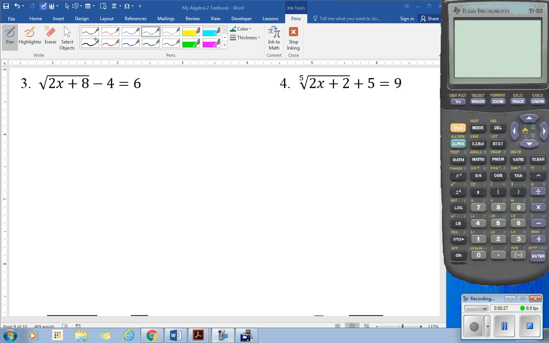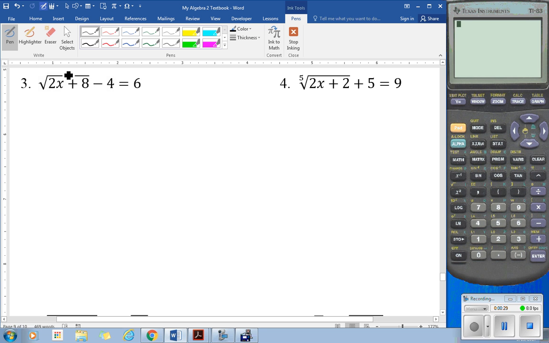We do still want to isolate the radical, so get the square root by itself right here alone. So we'd want to add 4 to both sides. If we do that, we'll end up with the square root of 2x plus 8 is equal to 6 plus 4, which is 10.